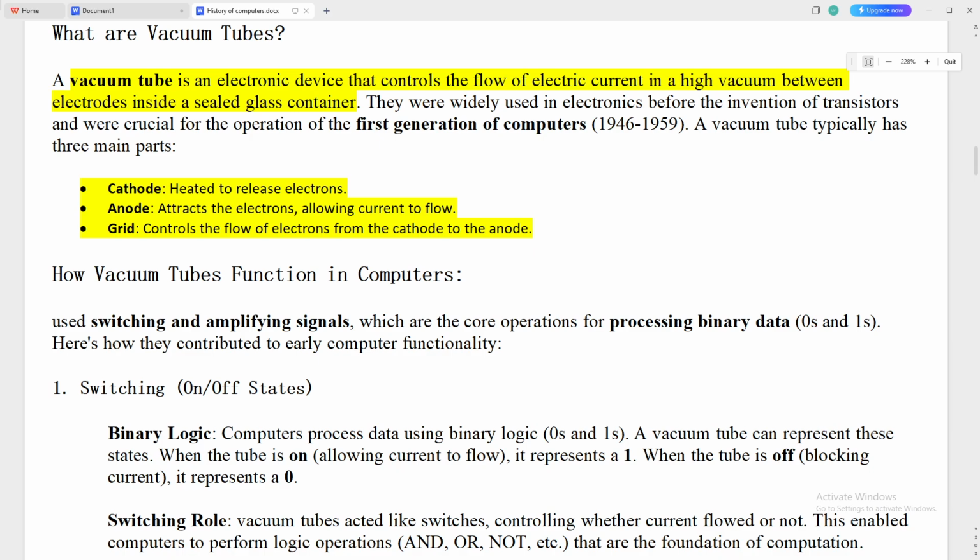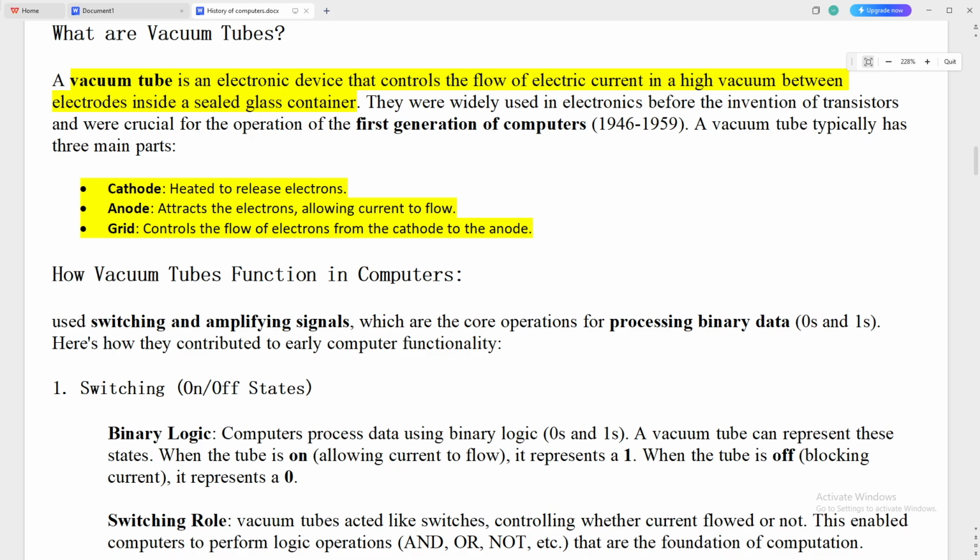And what the grid does is control the flow of electrons from cathode to anode. So the flow of electrons is controlled by the grid. This is how the electronic circuit is developed in a sealed glass container. All these processes are done in a sealed container, and because of that, a circuit-like thing is formed.